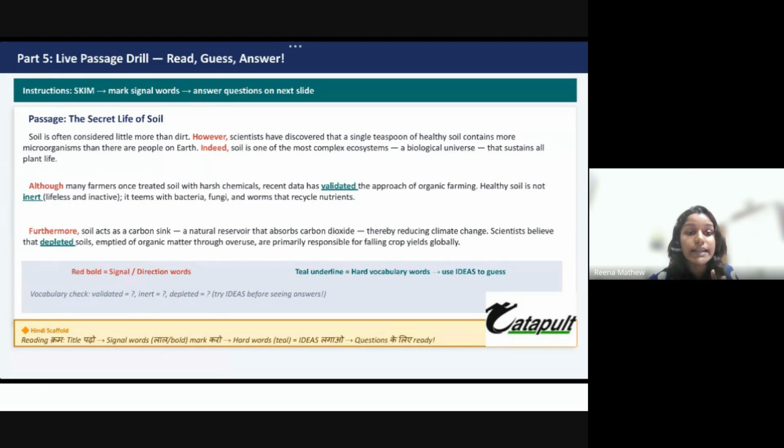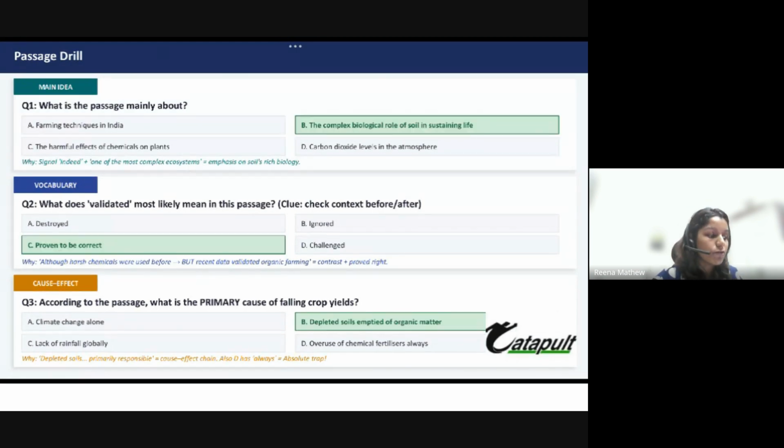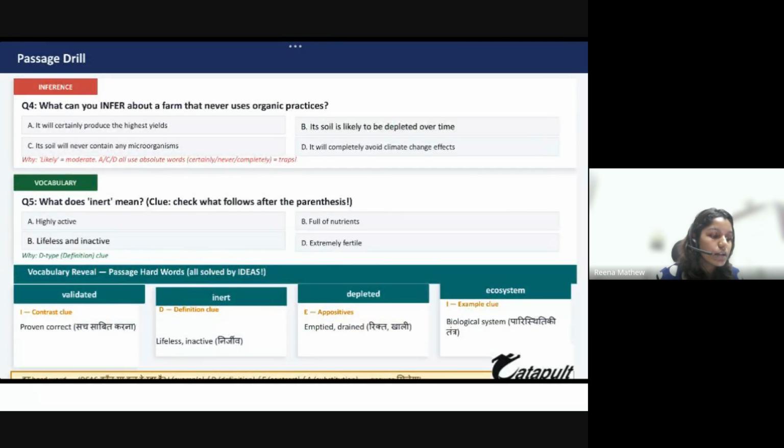Okay, lifeless and inactive. How did you get that? Oh, the meaning of inert was inside the parenthesis, right? Yes. So sometimes look for what is inside the brackets. You might find the definition there itself. Now, we have a lot of different difficult words like validated, inert, depleted, and ecosystem.